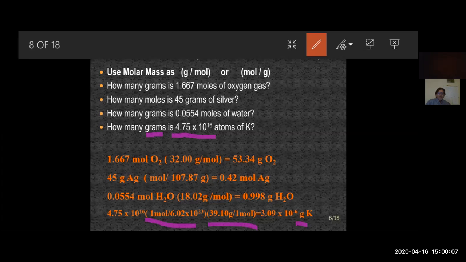Now take note of how small that number is. You start off with a humongous number of atoms, 4.75 times 10 to the 16th atoms of potassium. And if we were to get that many of them, it would only weigh 3.09 times 10 to the negative 6. Negative 6, that's a small amount. But in that small amount of matter, there's a tremendous number of atoms.